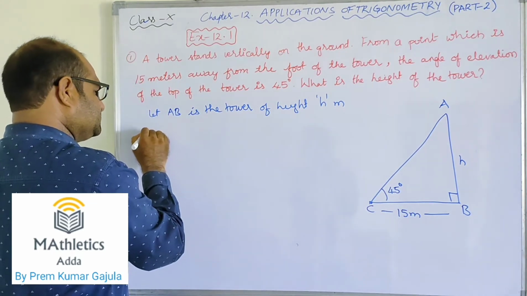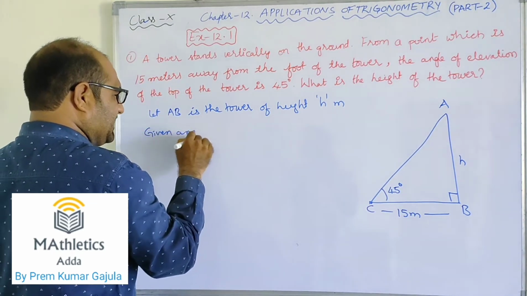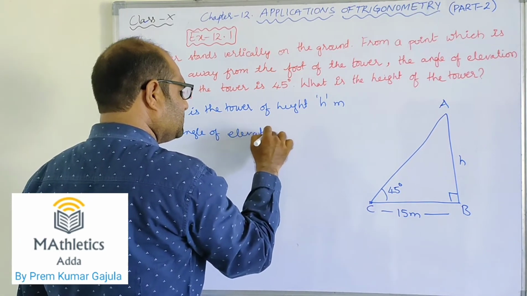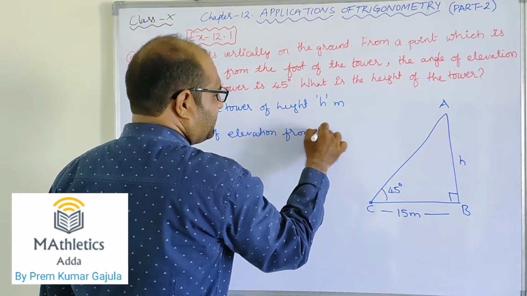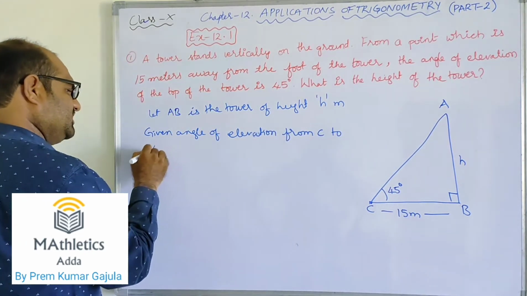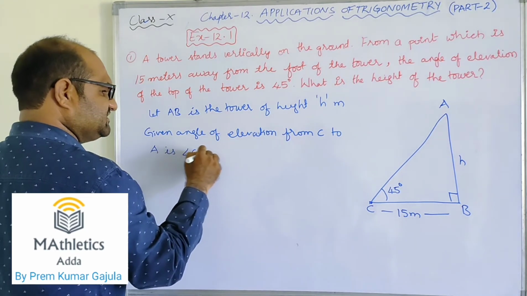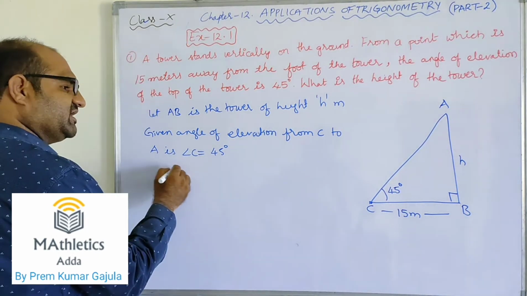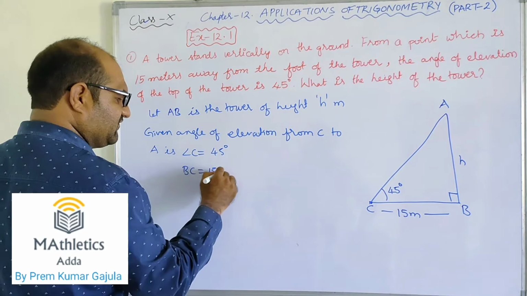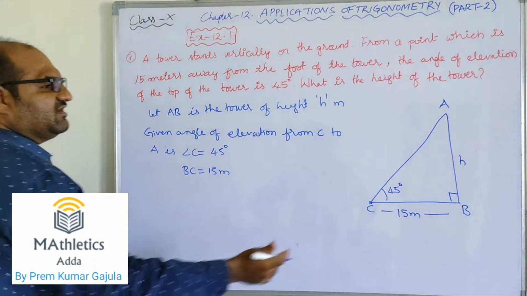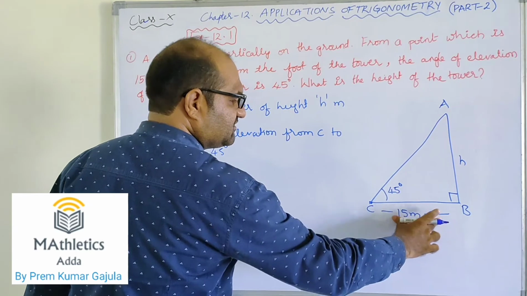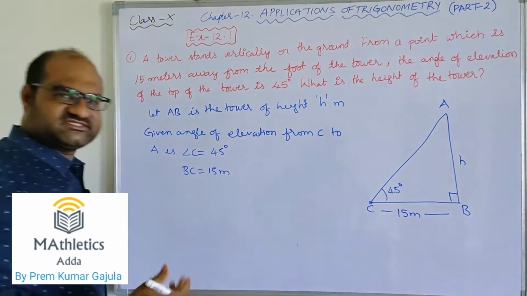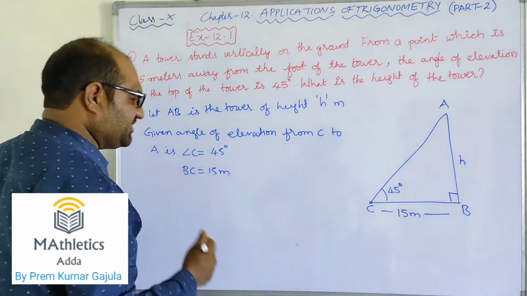And angle of elevation, what is given? Angle of elevation from C to A, angle C is equal to 45 degrees is given. So now again what is given? BC is equal to 15 meter is given. So now we have to find this. Here we have 15, that is the adjacent side, this is the angle and this is the opposite side. For the opposite side and adjacent side combination, which trigonometric ratio should we apply? We should apply tan.